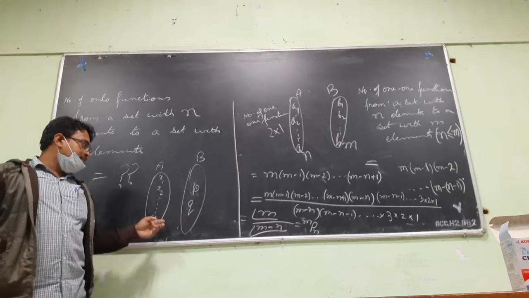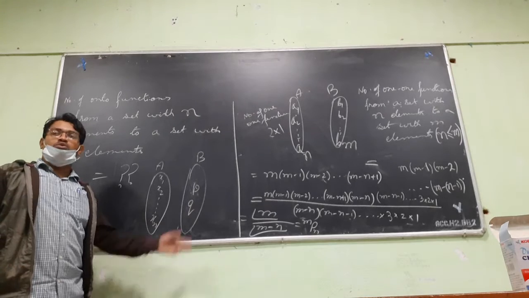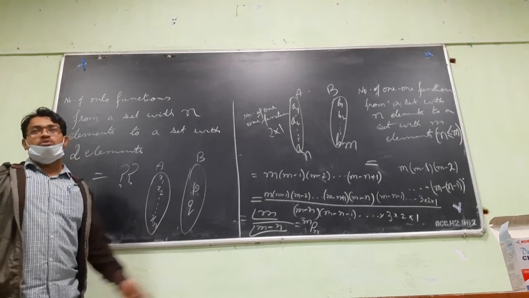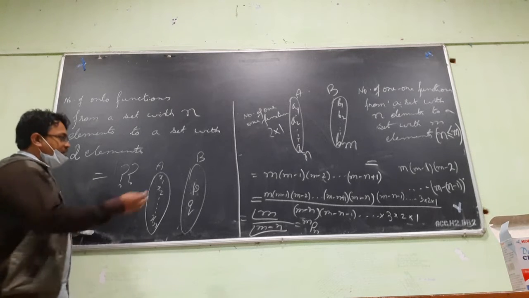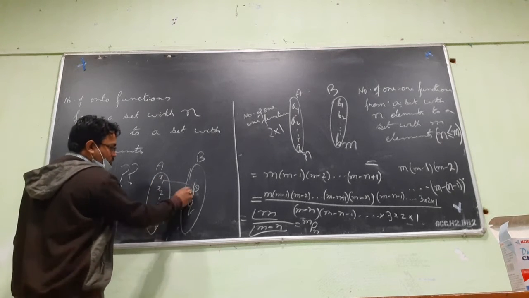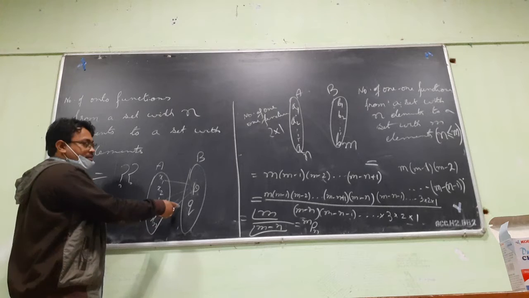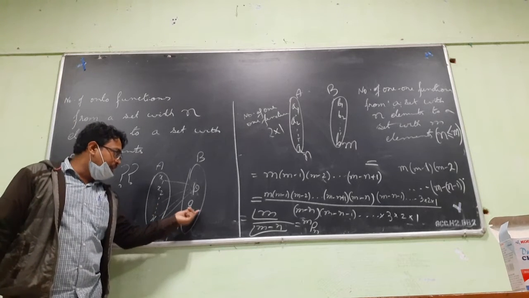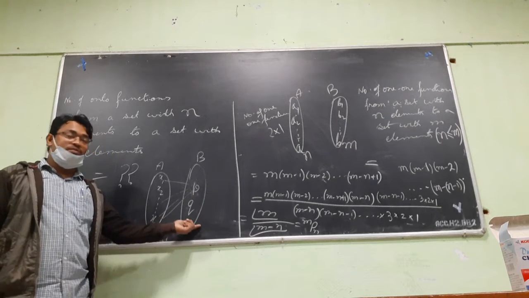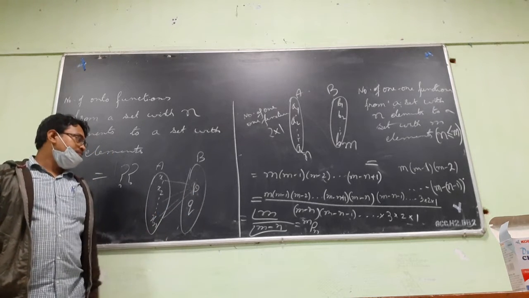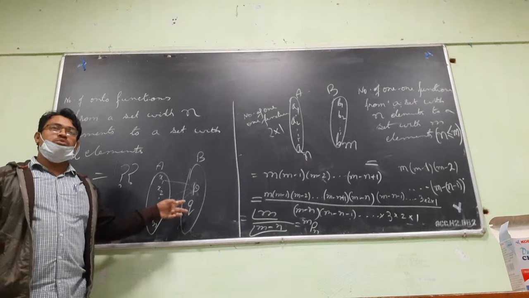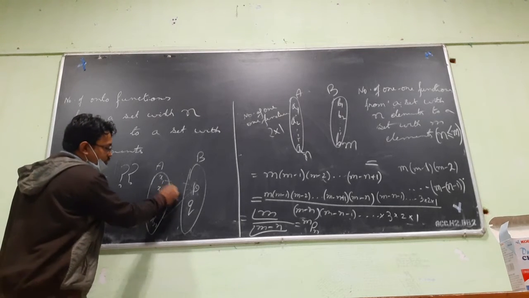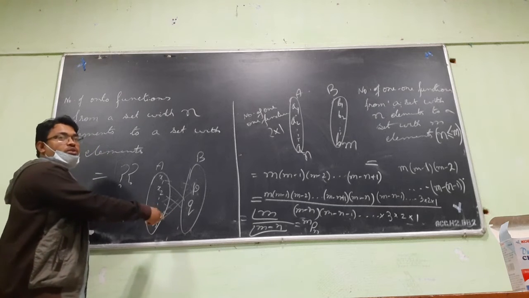2 to the power n is the total number of functions. Out of those functions, some may not be onto. There are many functions which will go only to p. This function is not onto. Onto requires every element in the codomain to have a pre-image. So this particular function is not onto. Then there may be some functions which go only to q. These functions are not onto.